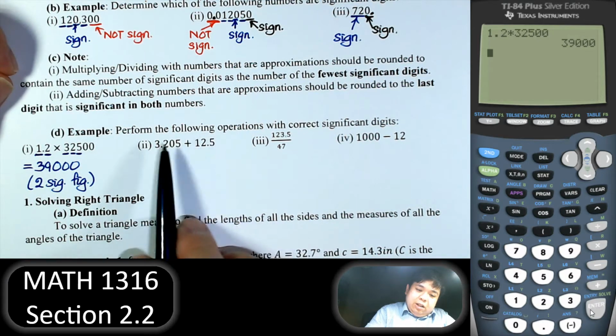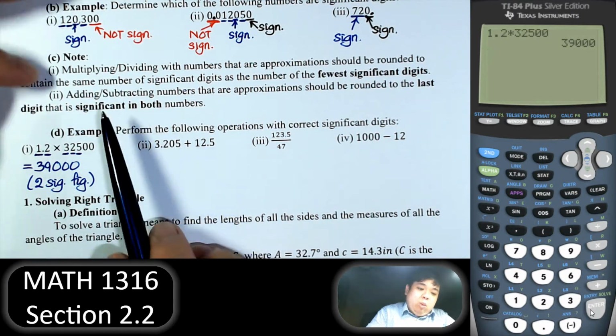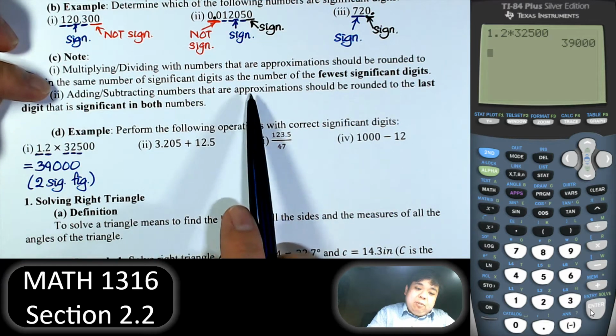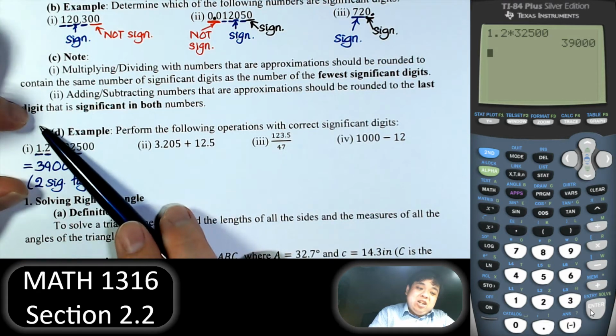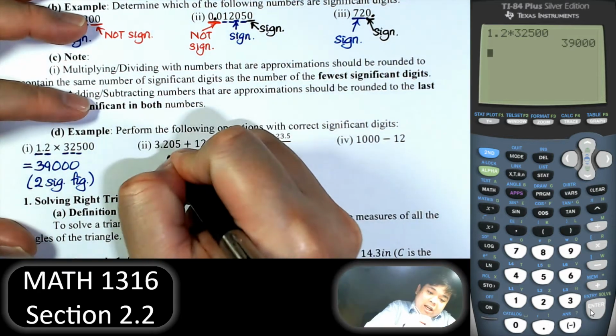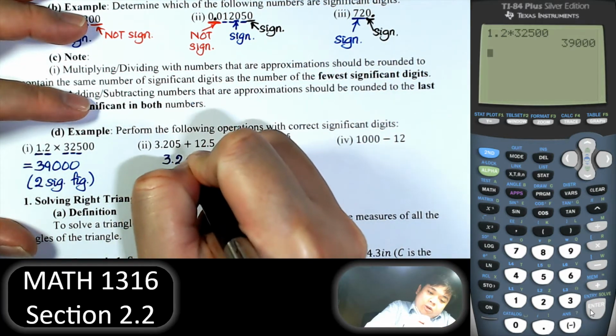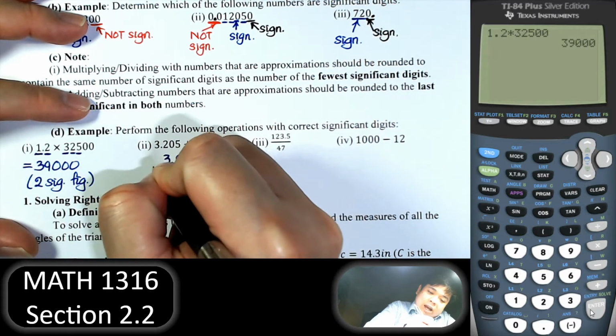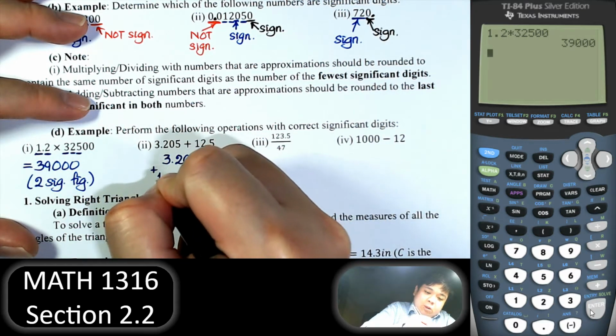Perform this. Now we add them. When we add or subtract, the numbers that are approximate should be rounded to the last digit that is significant in both of them. So let's write this as 3.205, and we add in column 1, 2.